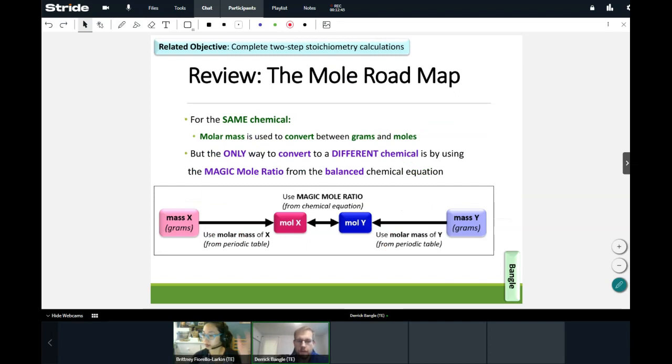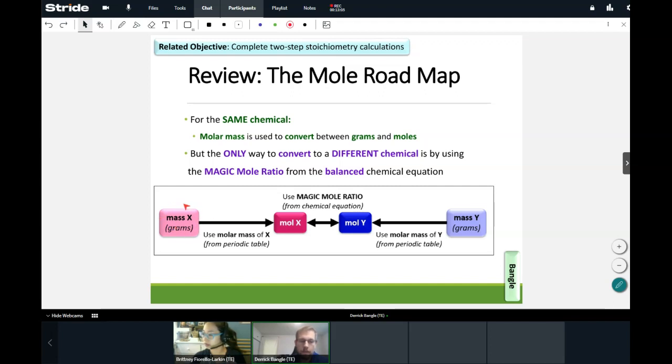Mole roadmap for just a second, right? So we have 2 different calculations that we can use this roadmap for. We have converting between grams and moles for the same chemical. So say we have something like water, right? If we're given a mass of water, right?